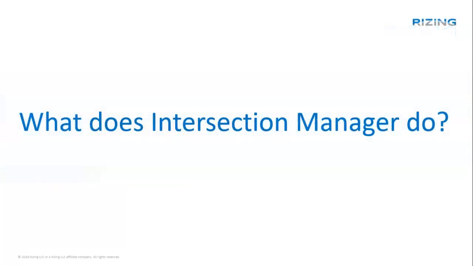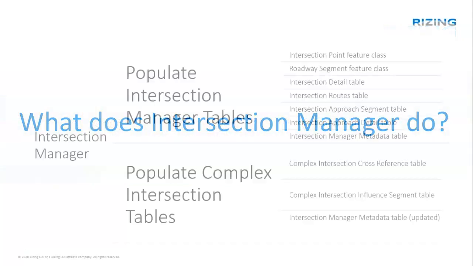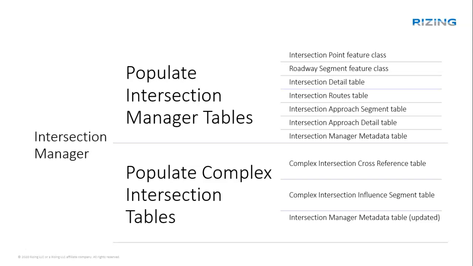What exactly does Intersection Manager do? Intersection Manager creates and maintains several tables and feature classes used for intersection maintenance and data analysis. Included in this output is a single intersection point feature class generated for each at-grade intersection in your LRS network.